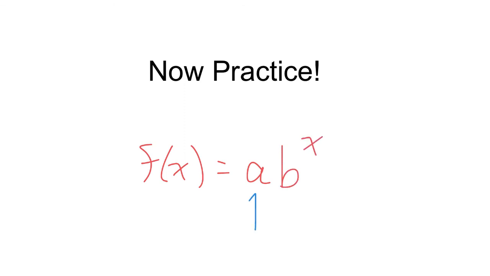Now it's your turn to practice, so just remember, we're always following the general format f of x equals a times b to the x. So you've got your initial value, your growth rate or your decay rate, and then whatever your independent variable is, usually a measure of time.